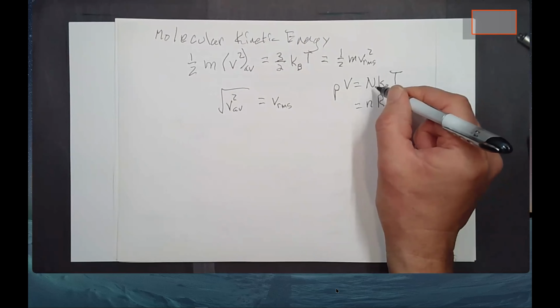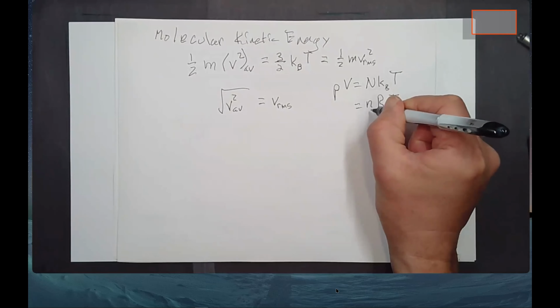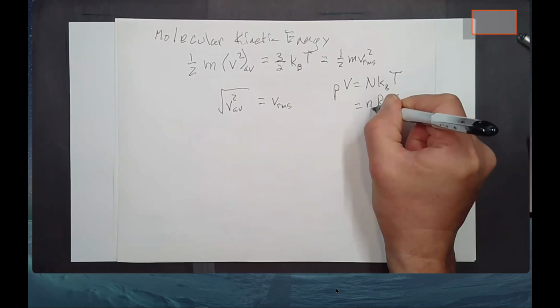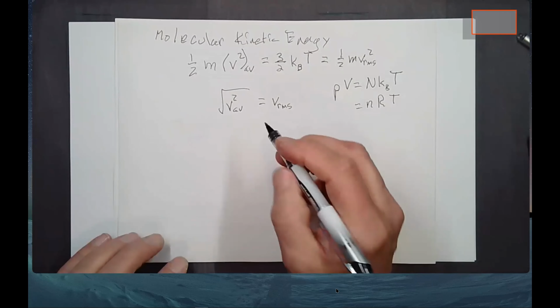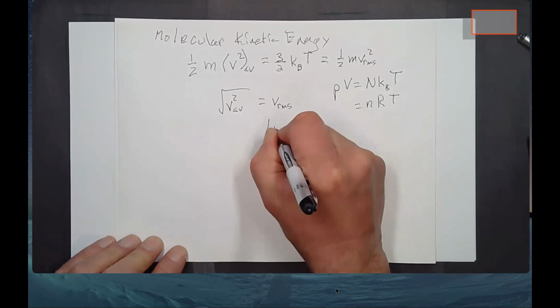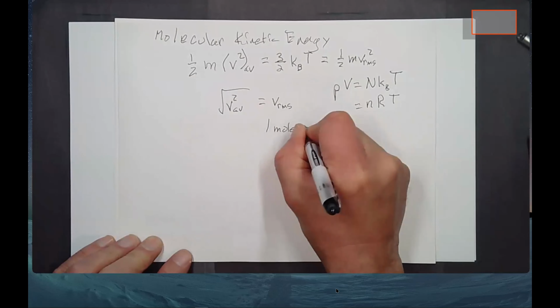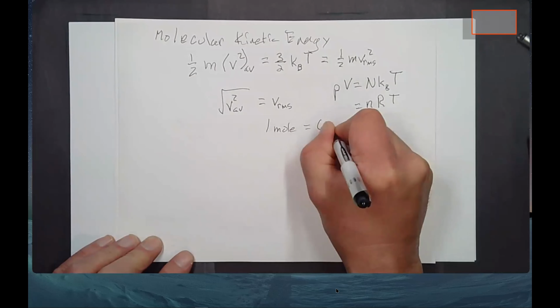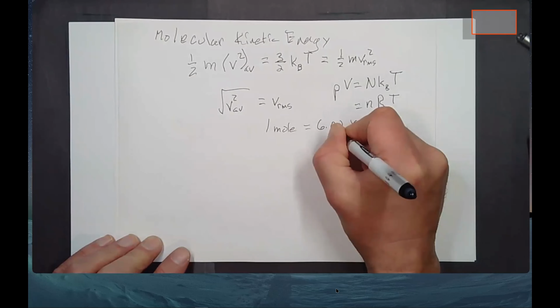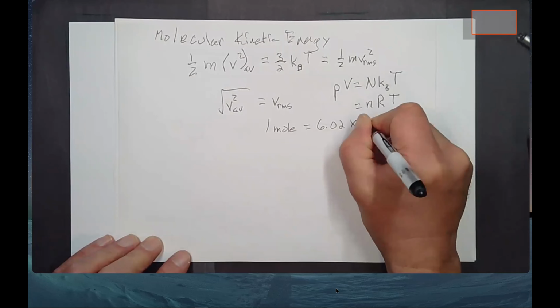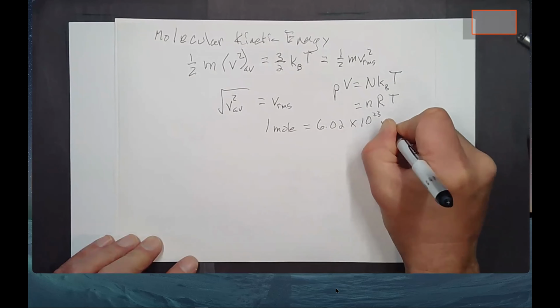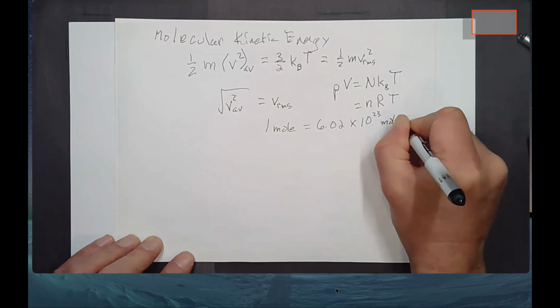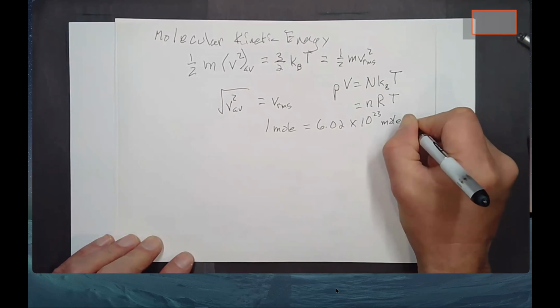But capital N is the actual number of particles, lowercase n is the number of moles. I know some of you may not have ever had a chemistry class, but 1 mole is equal to 6.02, and then there's a whole bunch of numbers after that, times 10 to the 23rd molecules or atoms or whatever it is that you want to be talking about.